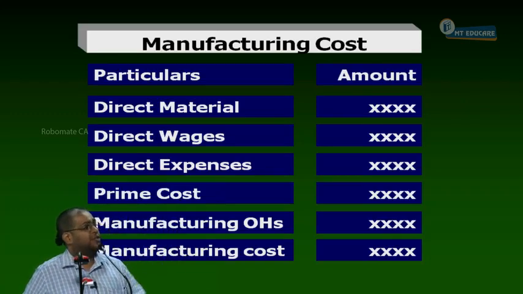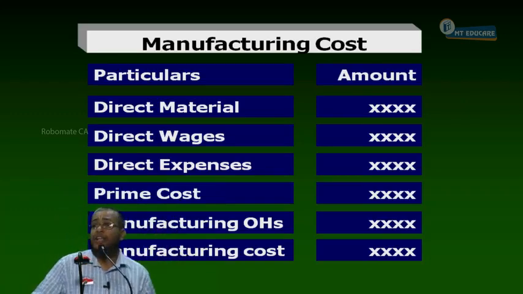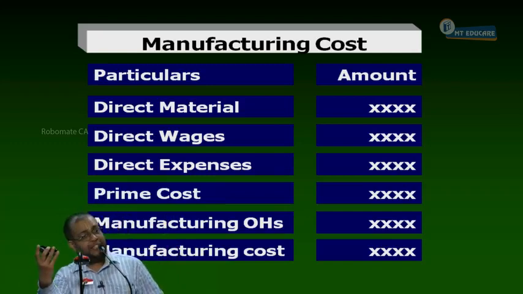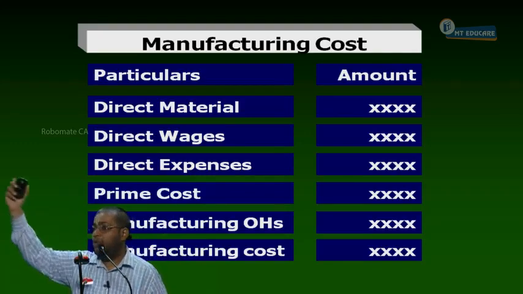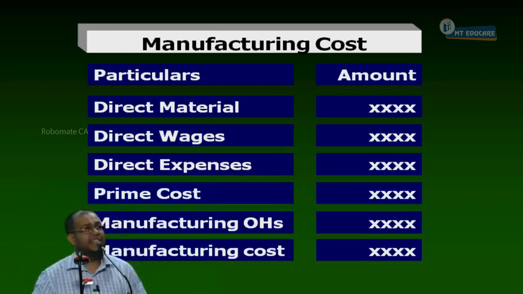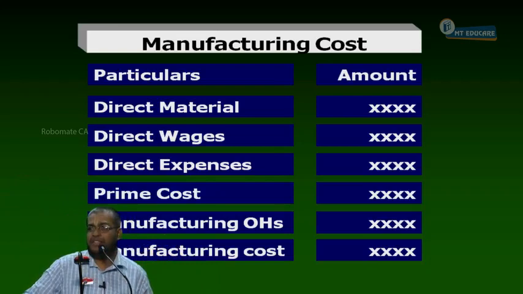Direct manufacturing is called prime cost. Indirect is called overhead. The reason is prime cost is directly traced to the stock. Overhead is traced through a process called absorption. How it happens, we will discuss in the overhead chapter later. One of the interesting chapters. Everybody understood or not? So this is regarding the manufacturing cost.